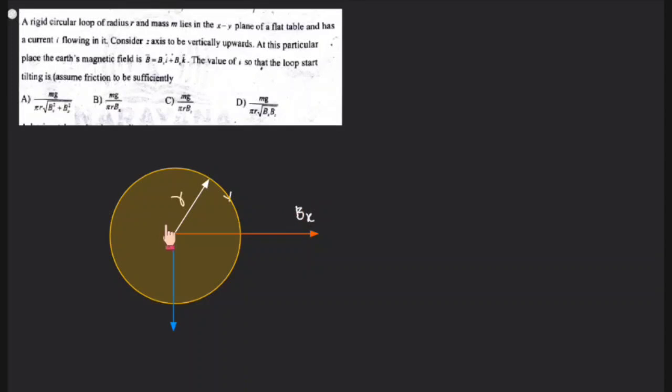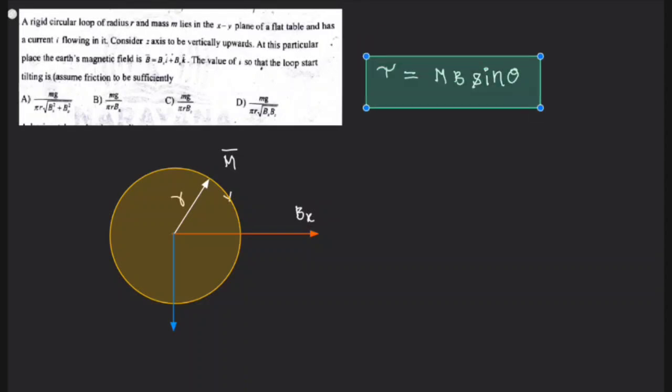Normally there is a component Bz upwards, but due to this Bz there will be no torque. Why is there no torque? If you find the direction of the magnetic moment here, it will be upward. Since this Bz as well as the magnetic moment are in the same direction, you know the torque formula: torque is equal to MB sin theta. That is the one thing you need to keep in mind to solve this. So tau equal to MB sin theta, right?